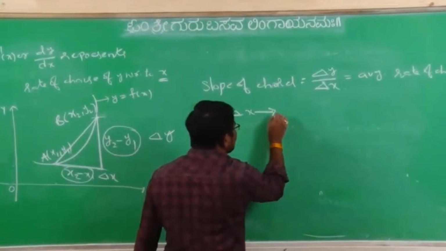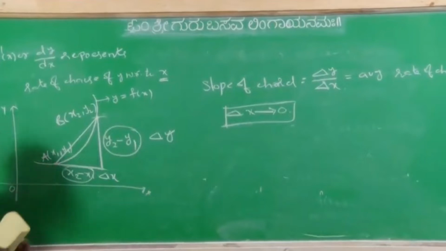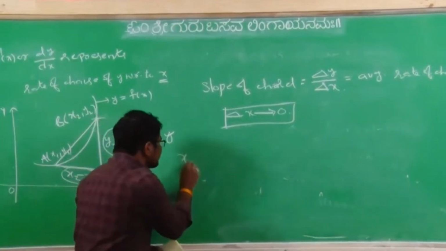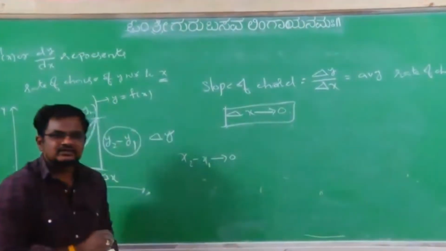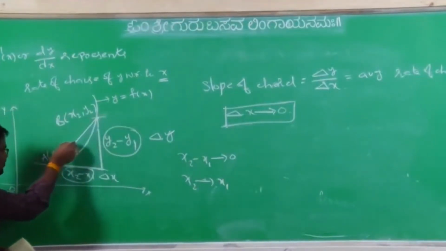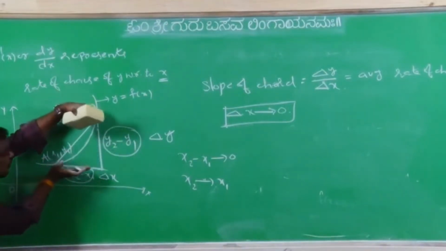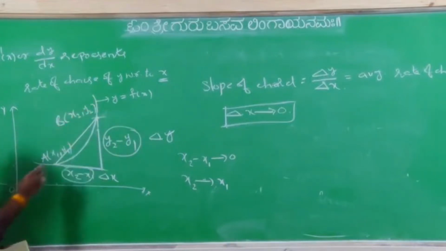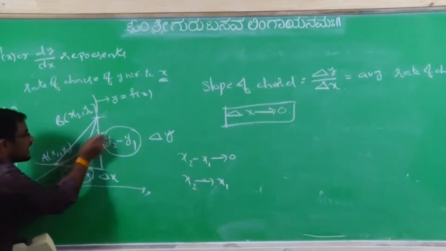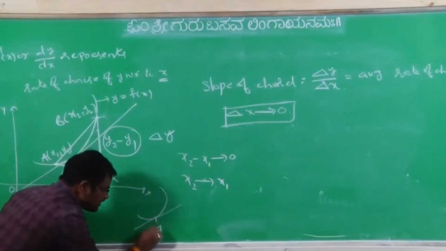Suppose if you apply delta x tends to 0, delta x tending to 0 means delta x value is 0. Whenever x2 minus x1 approaches 0, means x2 approaches x1, slowly this point B approaches what? A. This total system becomes a point. Means here you can take a unique tangent at what? At point A. A unique tangent at A.